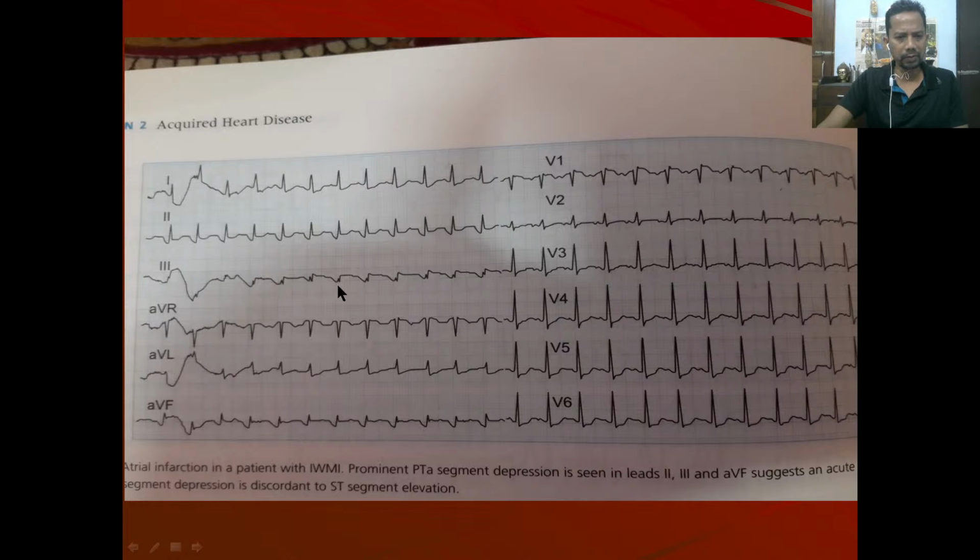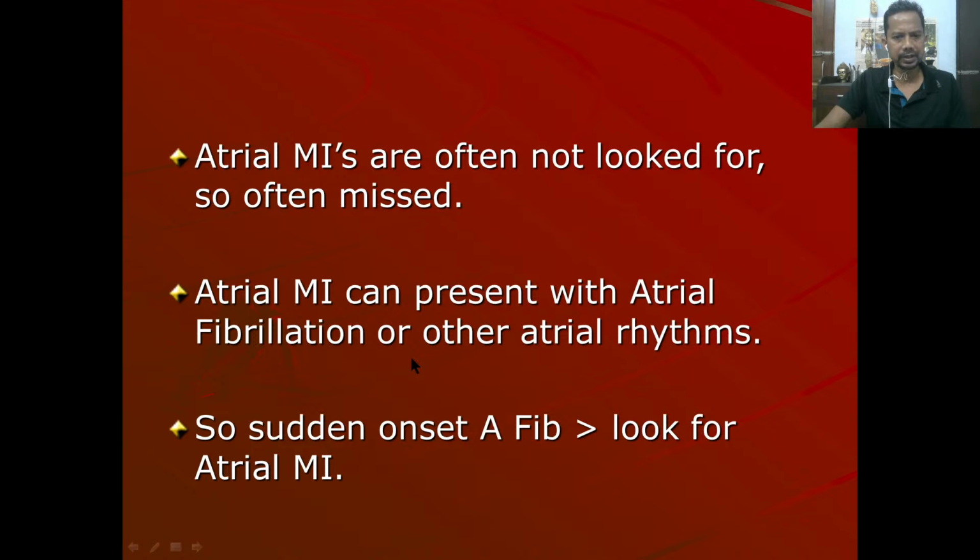This is from Braunwald's. So again atrial MI. In II, III, aVF, you see the PR segment is depressing beyond the isoelectric line. So you have to see a lot of ECGs, and only then your confidence will come, and you will be able to say, okay sir, this is atrial MI, and that was atrial MI.